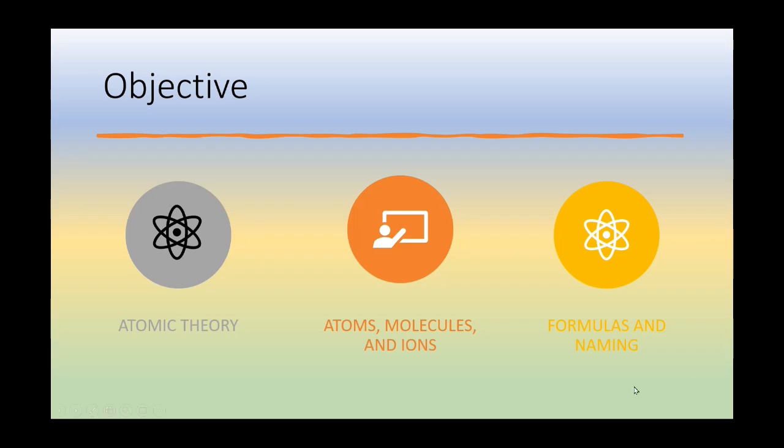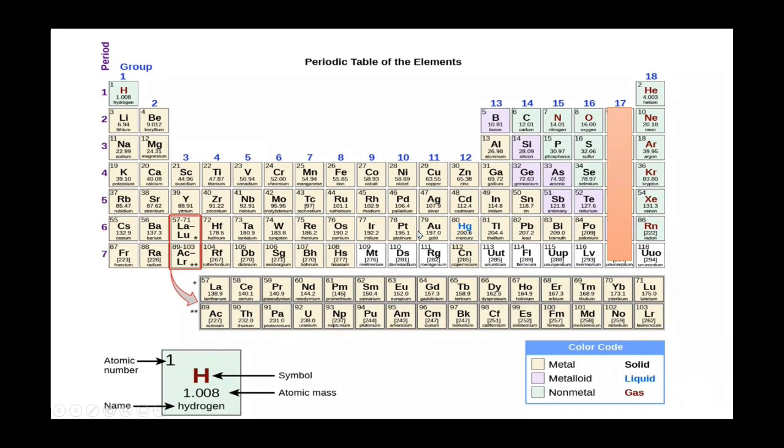Then let's proceed to atoms, molecules, and ions. So if you played, familiarize the periodic table. So here, class, is the period and these are the groups. So these are arranged based on the number of protons.